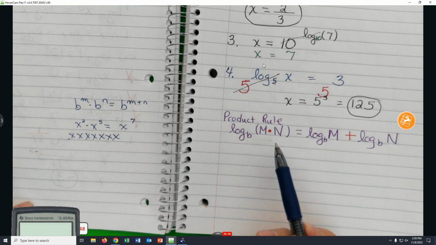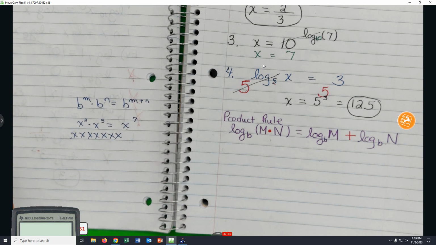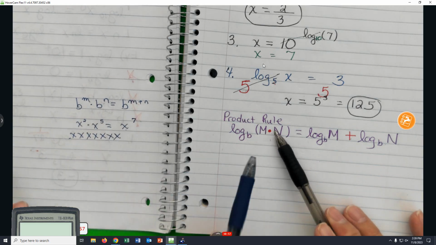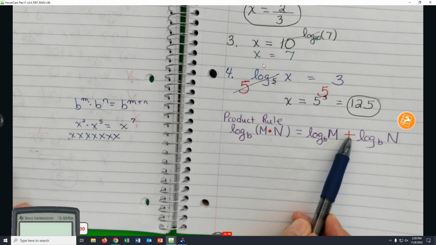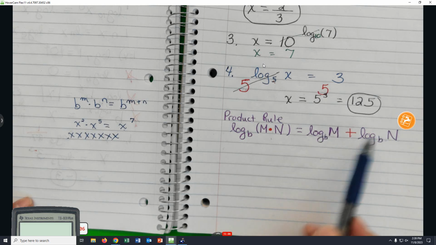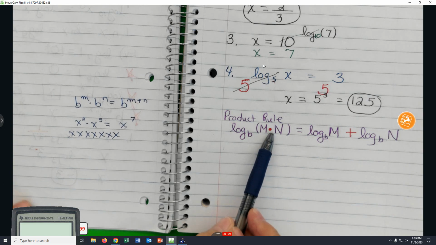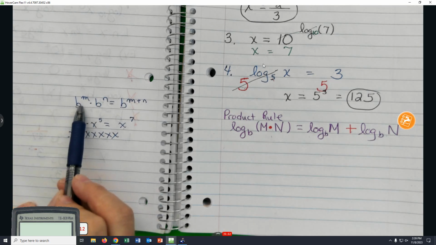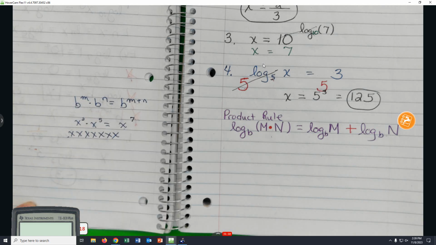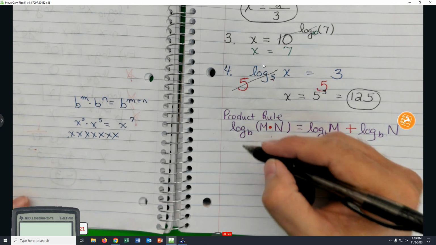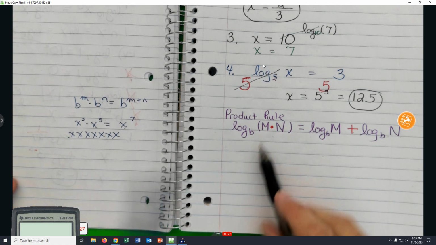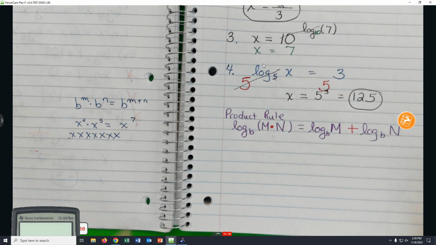Look at this. That's the product rule. You have repeated bases, you add the powers. Here you have a product, you add the logarithms. Remember, logarithms are just a fancy way of saying exponents. We're adding the exponents. If the logarithm has a product, you add the logarithms. If the bases have a product, you're multiplying those bases, you add the powers. So there's a very strange connection between the product rule of logarithms and the product rule of exponents.